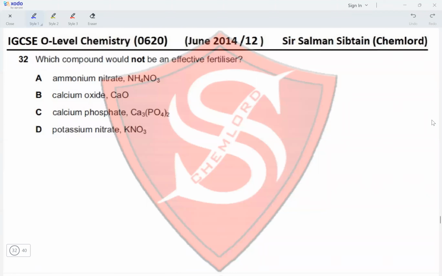Question 32. Which compound would not be an effective fertilizer? So for a compound to be an effective fertilizer, it must contain nitrogen, phosphorus, potassium. These are the essential nutrients for plant growth. So all three or either of them must be present in a compound for it to be an effective fertilizer.